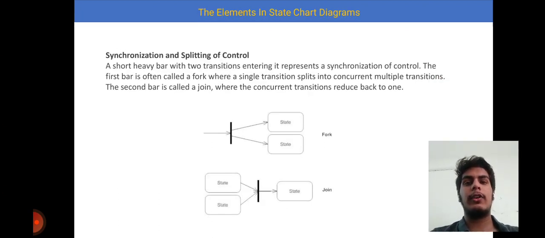Synchronization and split of control. A short heavy bar with two transitions entering it represents a synchronization of control. The first bar is often called a fork, where a single transition splits into concurrent multiple transitions. The second bar is called a join, where concurrent transitions reduce back to one.